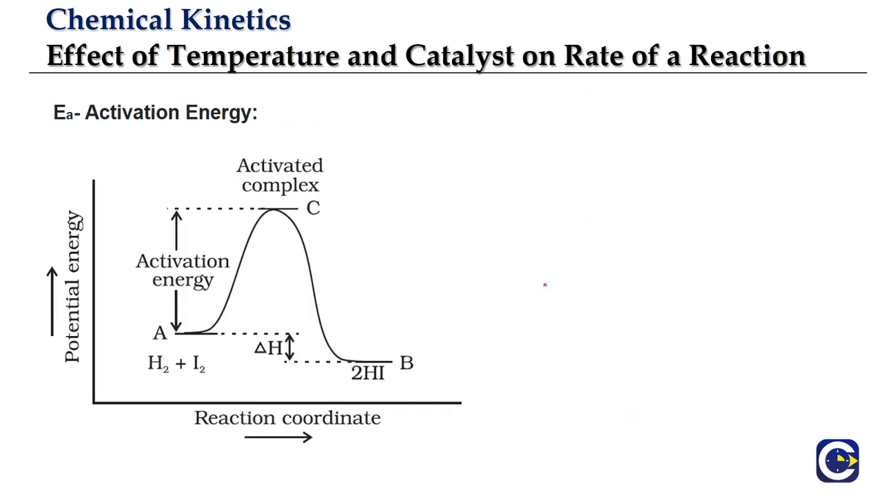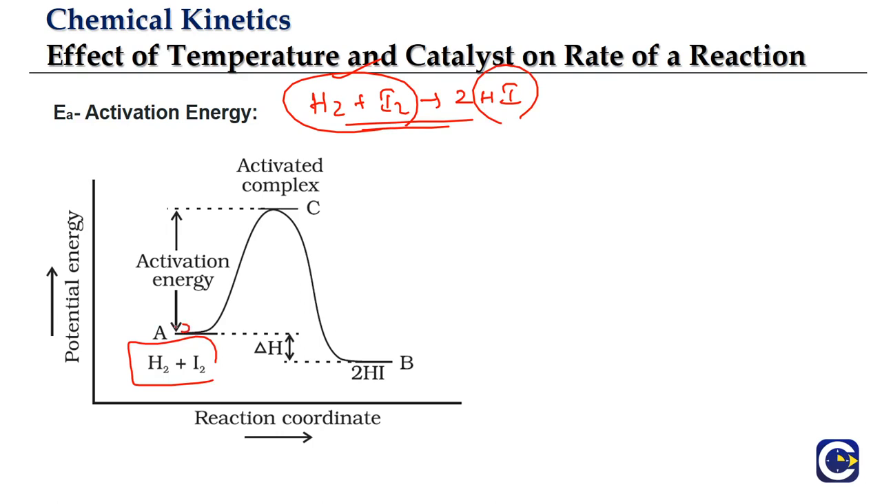If you look at chemical reactions, whether an endothermic reaction or an exothermic reaction, let us take this one: H2 plus I2 gives rise to 2HI. In this, hydrogen gas and iodine gas are the reactants, and HI is the product. If you look at the potential energy diagram, we have the reactants sitting over here. This is the energy level of the reactants, and this is the energy level of the product, which we can see is below.